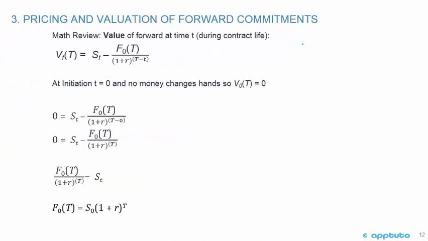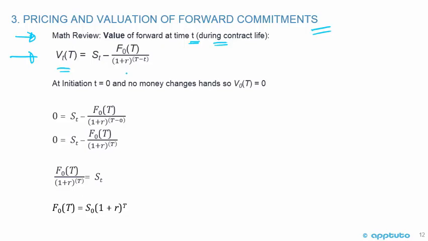So we continue with the pricing and valuation of forward commitments. This slide is just a little bit of a math review. Understanding the math review kind of helps you explain it, in my opinion, okay? So what we're going to start with is the value of a forward at time t, which is during the contract life. So recall, here's the formula. The value at time t equals the spot price at time t, small t, minus the forward price that we agreed to.